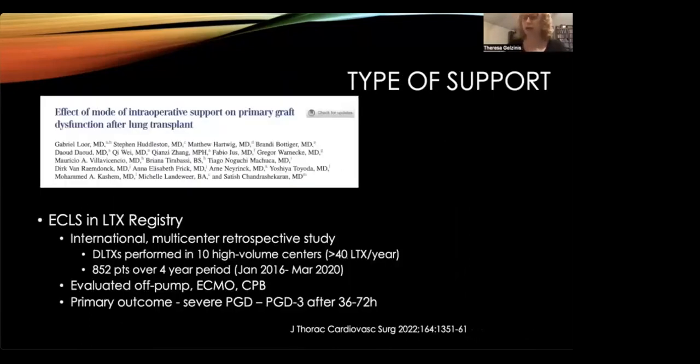Laura and his colleagues formed the Extracorporeal Lung Support and Lung Transplant Registry. They performed an international multi-center retrospective study of double lung transplants performed in 10 high-volume centers, which were defined as centers that performed greater than 40 lung transplants per year. They studied 852 patients over a 4-year period and evaluated outcomes between the use of no support, ECMO, and bypass, with the primary outcome being severe PGD, which was defined as PGD grade 3 after 36 to 72 hours.